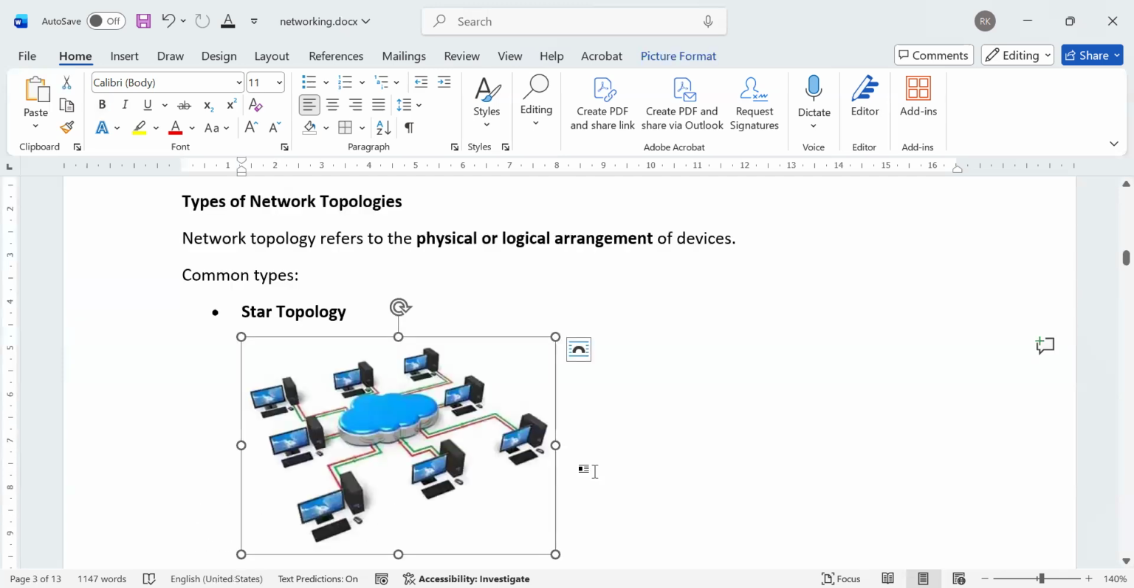Any questions so far before I go to types of topologies? Is the speed okay? Yes, sir, it is okay. All of people are already collapsing. I'm fine.